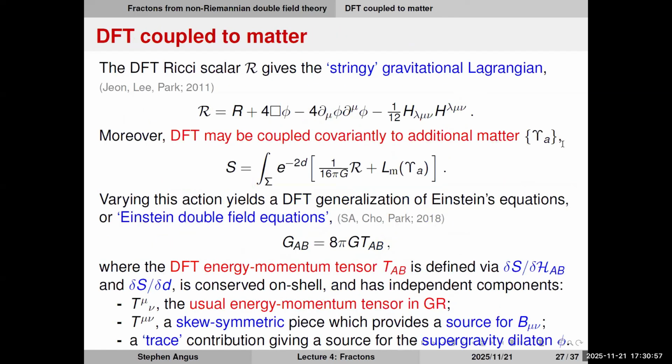But yeah, one more thing is that we can also couple to additional matter. So this DFT Ricci scalar gives the gravitational part of the Lagrangian. And if we have any additional matter, we can write down an O(D,D) covariant Lagrangian for that matter. So we have something of this form. And when we vary this theory, we get a DFT generalization of Einstein's equations, or Einstein double field equations. And this DFT energy momentum tensor is conserved on shell when the equations of motion are satisfied, and has additional components giving source terms for the B field and dilaton.